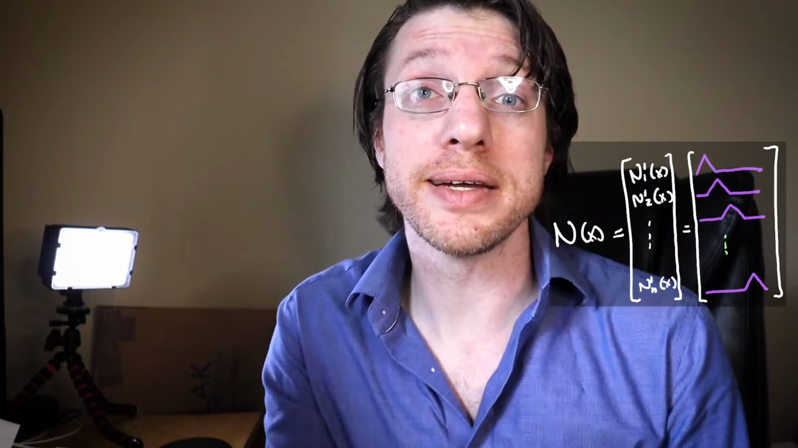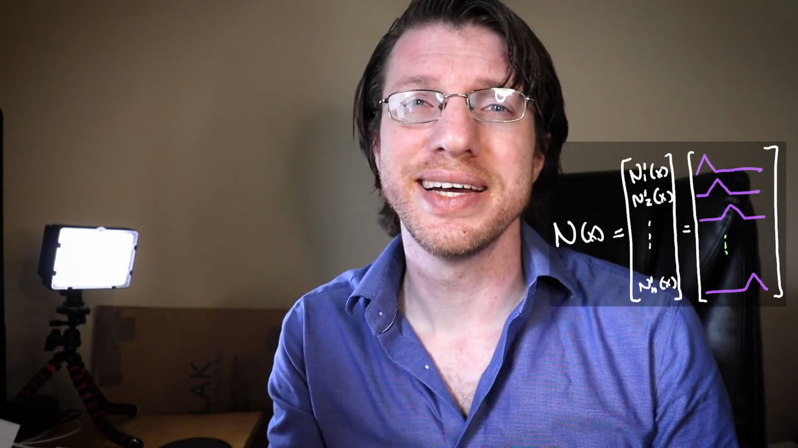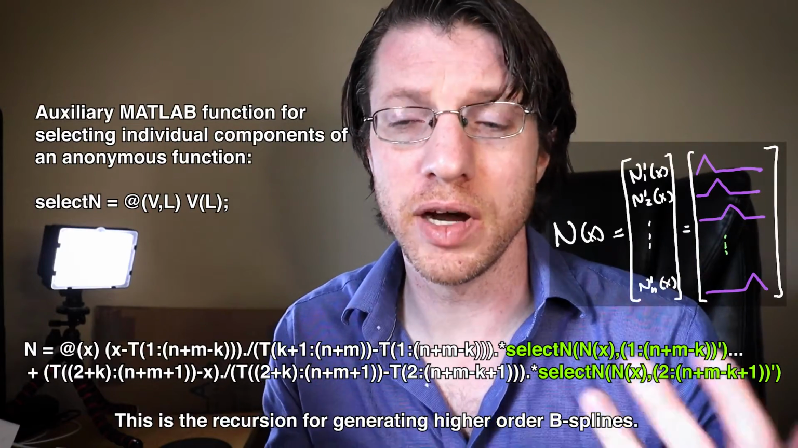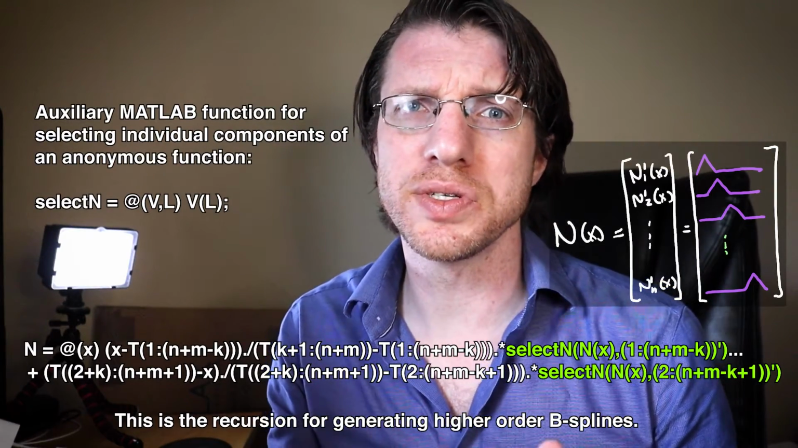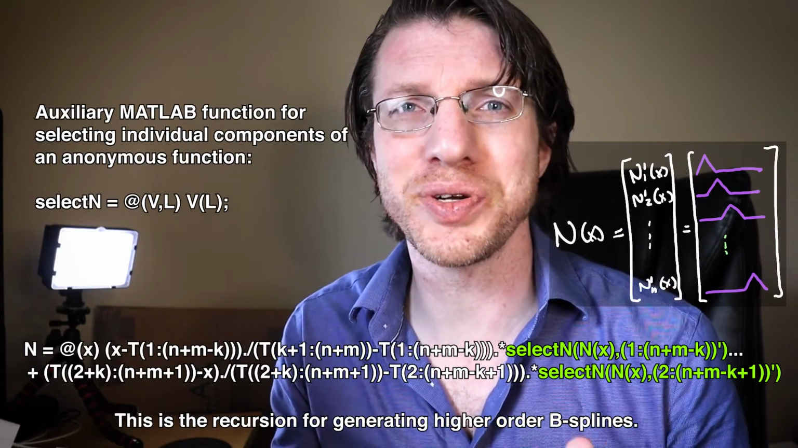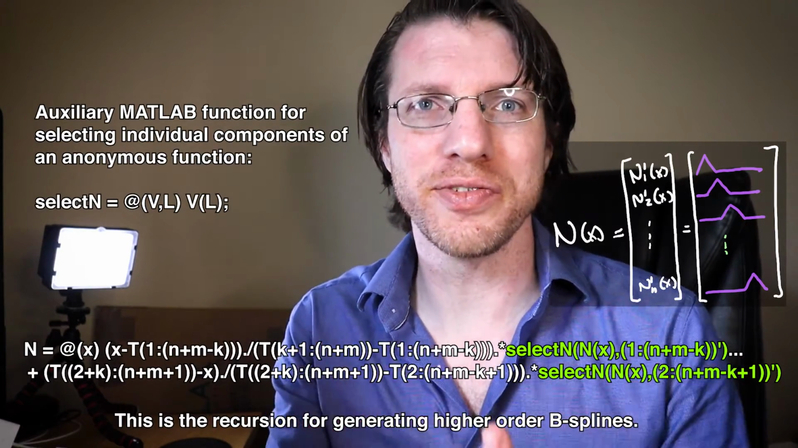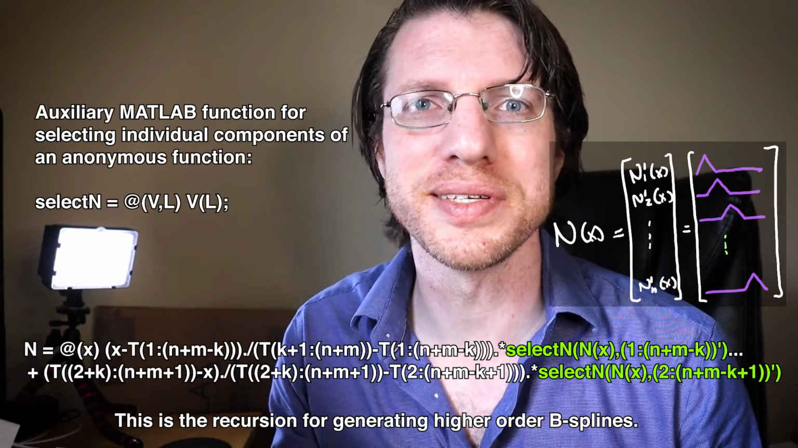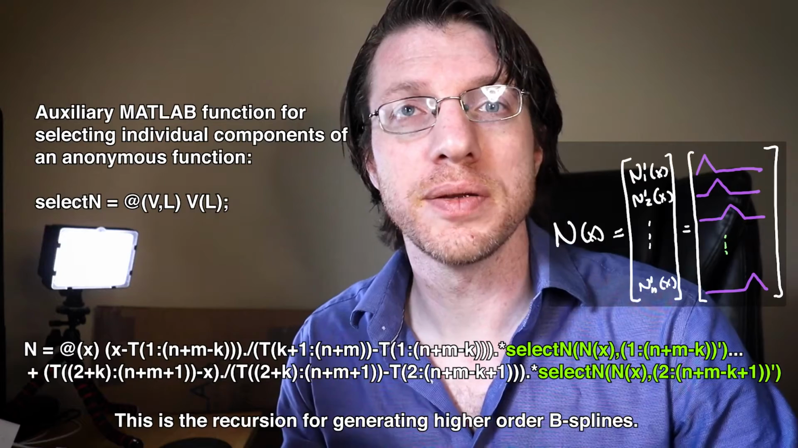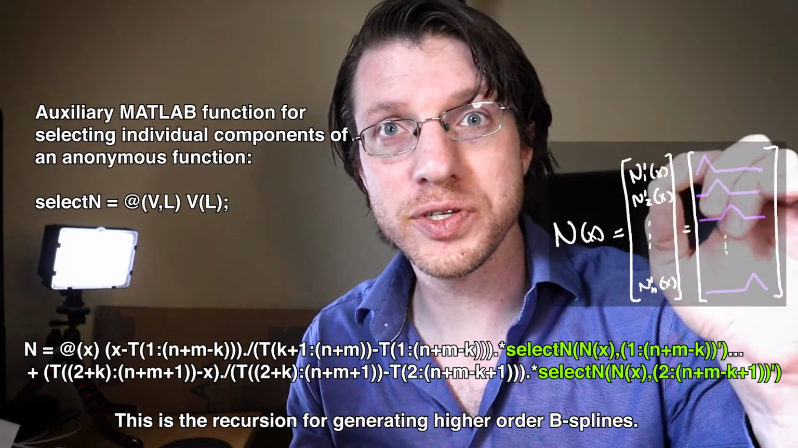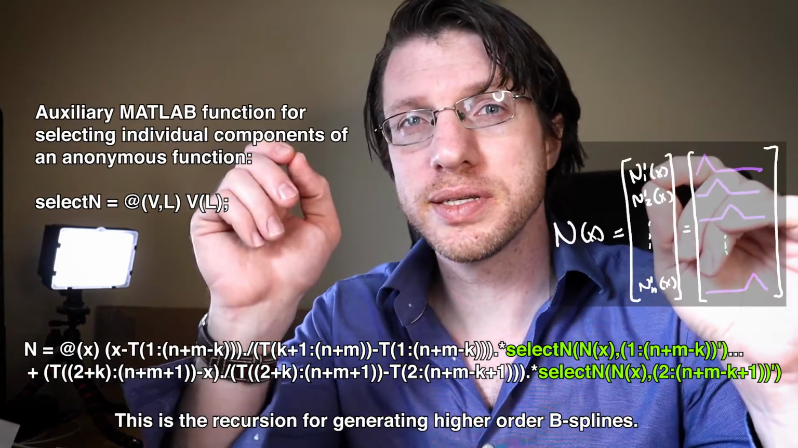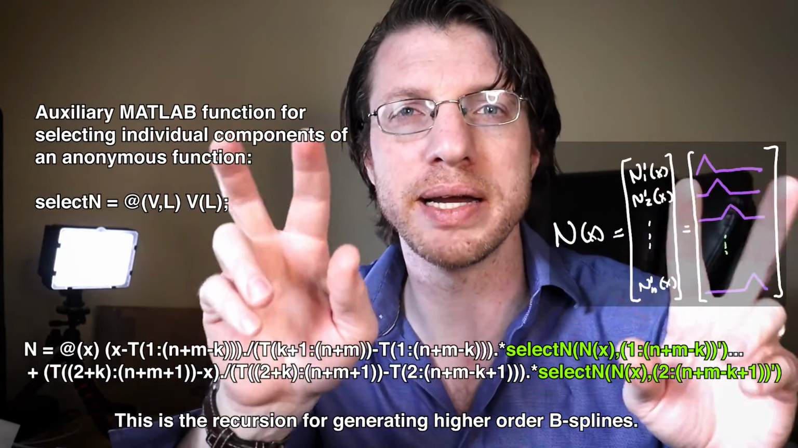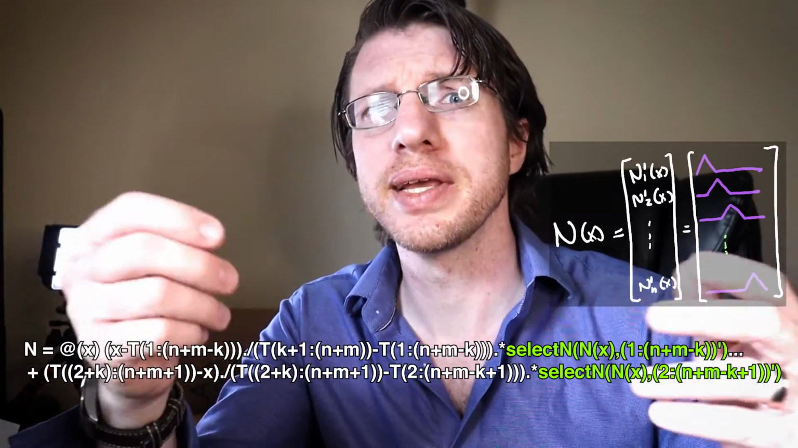And using that, I build up my order 1 B-splines. To do that, I need a special function that will select individual members of an anonymous function. With anonymous functions, you can't just use the typical MATLAB vector tricks, so you need to throw that into another function that extracts those vector components. Then I can construct my order 1 splines by taking the first spline I made that was order 0 and comparing it to the second spline that was order 0, and then multiplying it by a particular linear function. Then I take the second one, compare it to the third one, and multiply it by another linear function, etc.